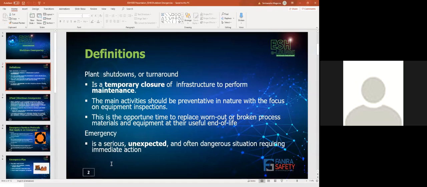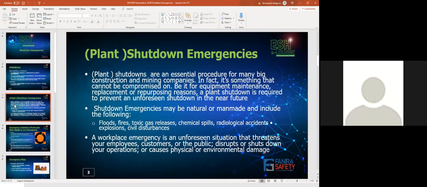So I find it wise to talk about the emergency itself, which really is a serious, unexpected, and often dangerous situation requiring immediate action. Usually when there is an emergency, there is something unexpected, and it comes when people are unprepared. Plant shutdowns are an essential procedure for many construction and mining companies. In fact, it cannot be compromised on, be it for equipment maintenance, replacement, or repurposing reasons. A plant shutdown is required to prevent an unforeseen shutdown in the near future.